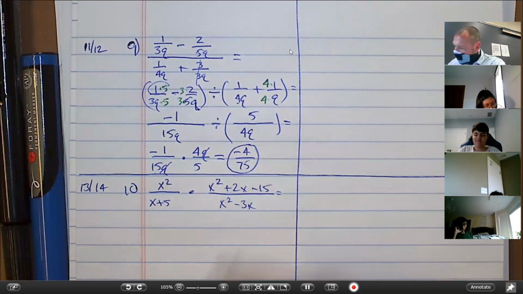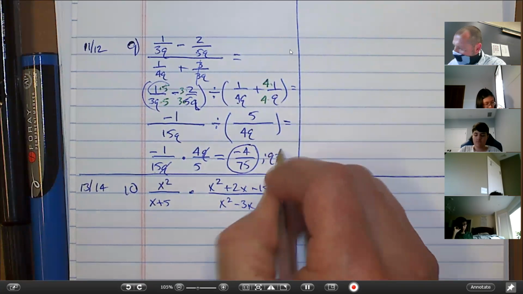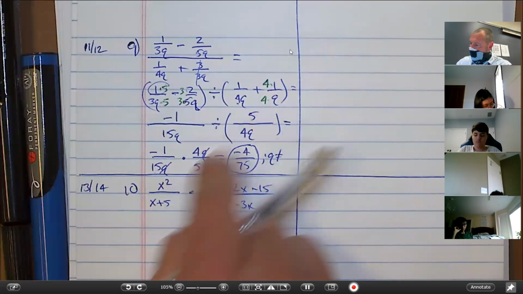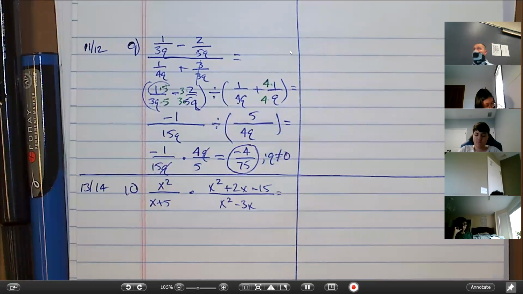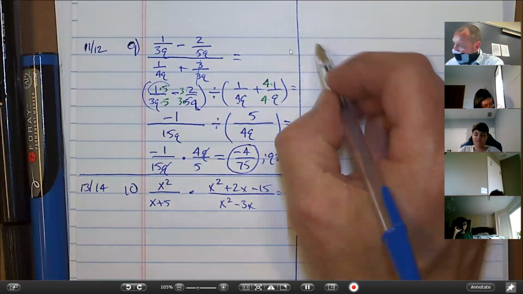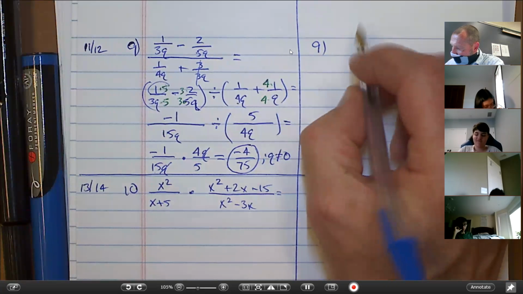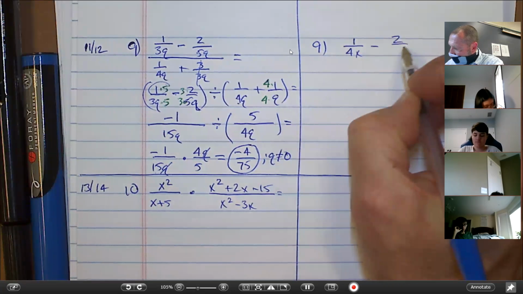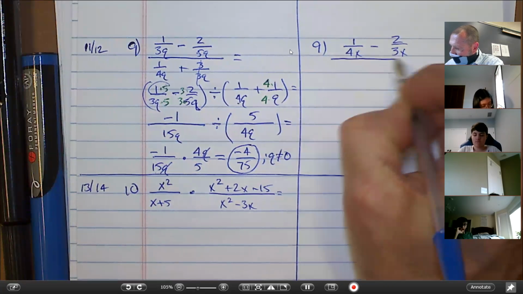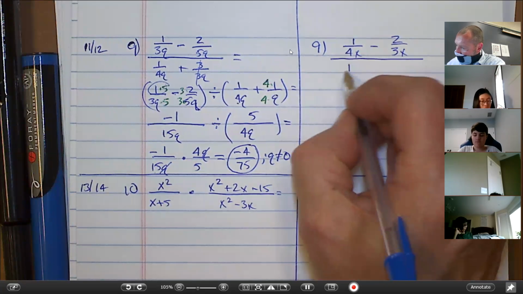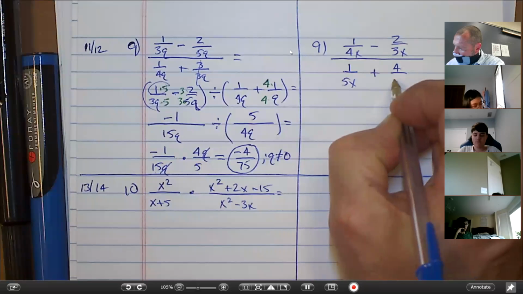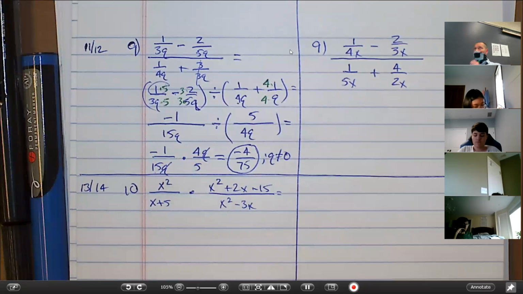Now, I do have to have a restriction on this. Q cannot equal, well, when I go back and look at all of these, Q being a 0 in the denominator would be a problem, so Q cannot equal 0. If you want a makeup problem for this, let's put x's in there, that's easier. 1 over 4x minus 2 over 3x, all divided by 1 over 5x plus 4 over 2x. You can do a little division on that as well.